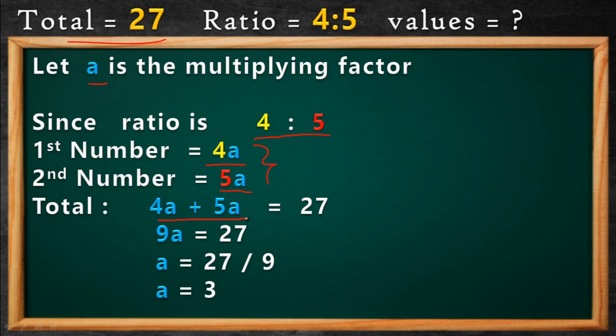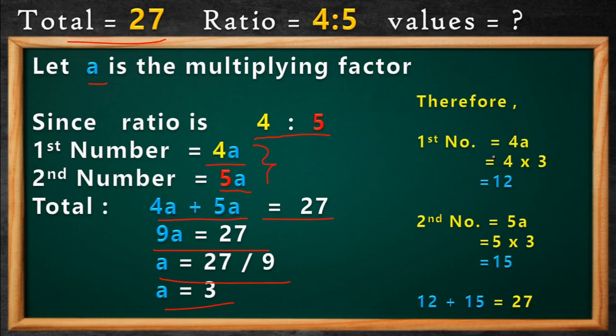According to the question, the total is given as 27. So 4A plus 5A equals 27. After solving this, you will get A equal to 3. The first number was 4A, so 4 into 3 will become 12. Similarly, the second number, 5A, will become 15. Just for verification, if you add 12 and 15, you will get 27, which was the total. So the two numbers are 12 and 15.